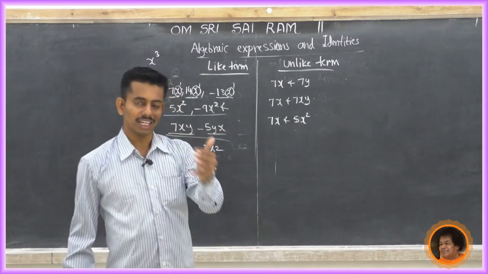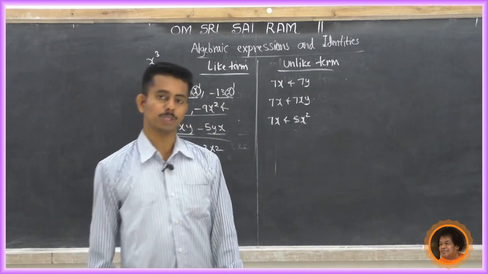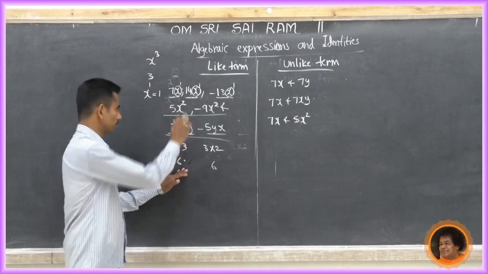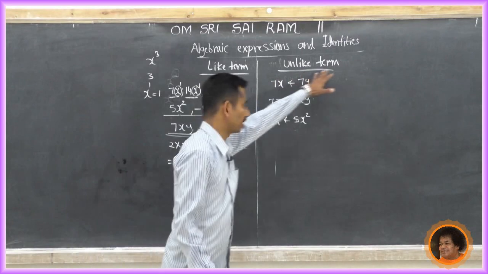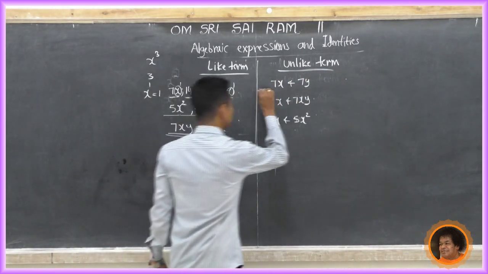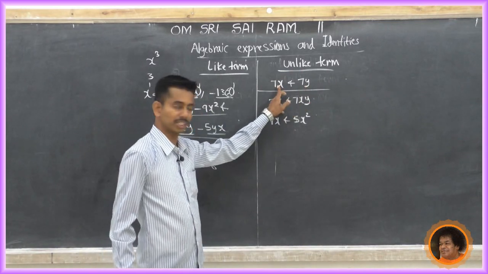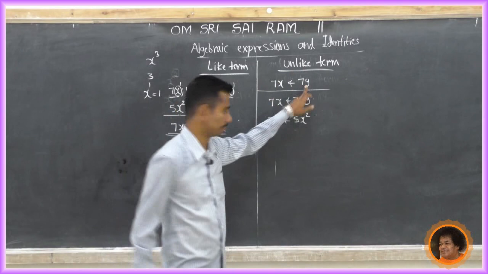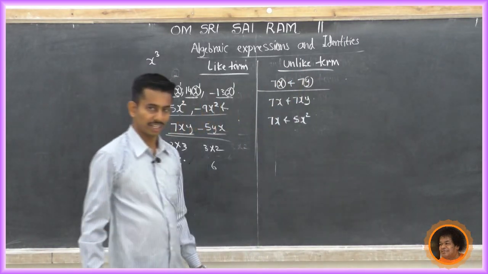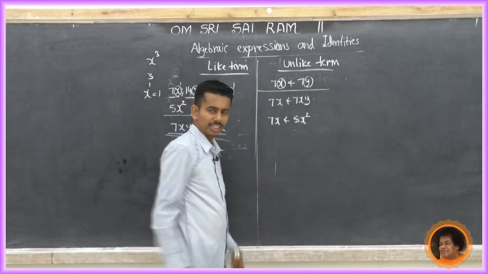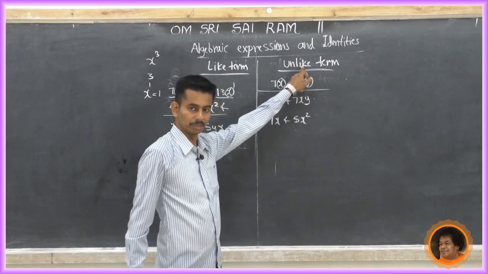Now tell me, what do you mean by a like term? Terms which contain the same variable with the same exponents are called like terms. Now look at the unlike terms. Why are these unlike terms? First example, 7x and 7y. 7x is a term, 7y is another term. Here x is a variable, and here y is another variable. Do these two terms have the same variable? No, the variable is different. Therefore, they are unlike terms.